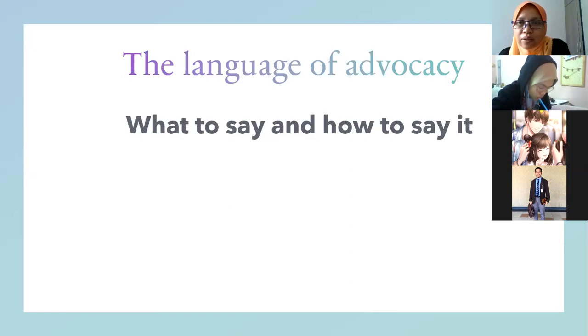Okay, I beg to differ. Maksudnya apa? Kita disagree. Kita tak setuju. Tapi cara kita sebut tu very, apa orang kata, lembut. Ini memang language of advocacy. You don't say it, I disagree. Boleh cakap I disagree tu, bukan, it's not wrong.